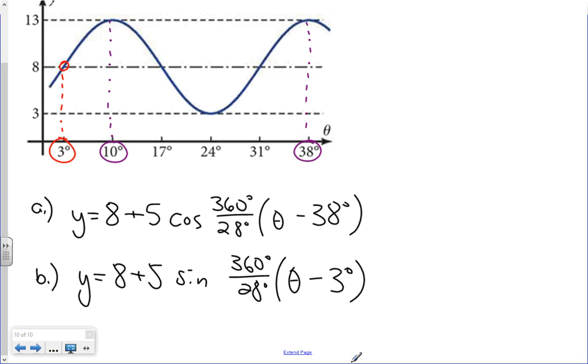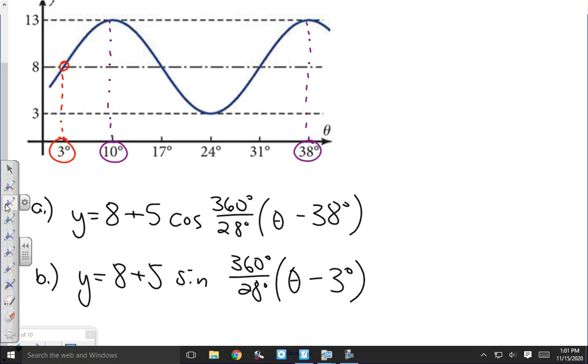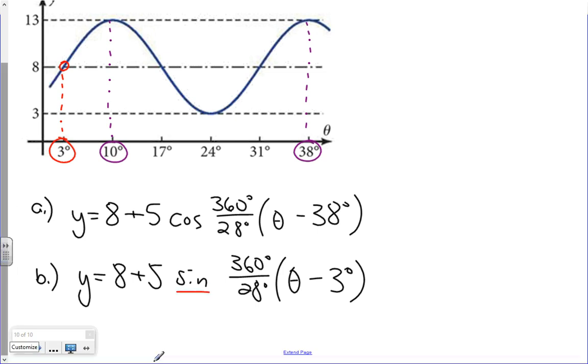Very slight change there. In fact, only two things changed as I go from cosine to sine. I have to change the trig function, obviously, and I also have to change the phase displacement. All right, let's take a look at the next part of this.